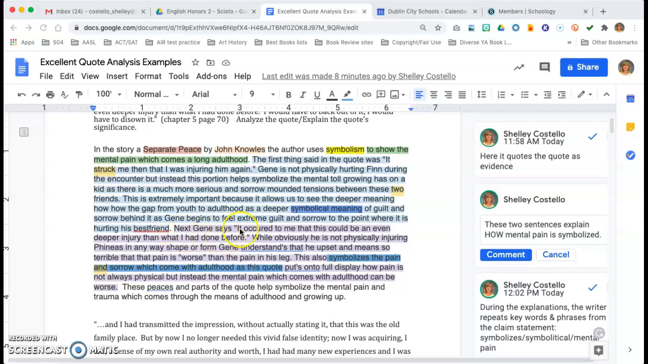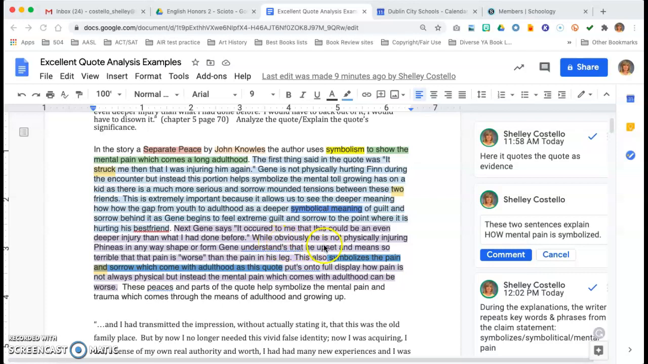Next, Jean says, and here we have Rule 5 of Rules of the Road, quote the quote. "It occurred to me that this could be an even deeper injury than what I had done before," end quote. Now, we need a sentence or two which is going to explain how this quote backs up the claim that symbolism shows mental pain. Here it is.